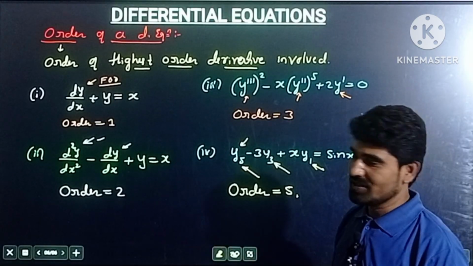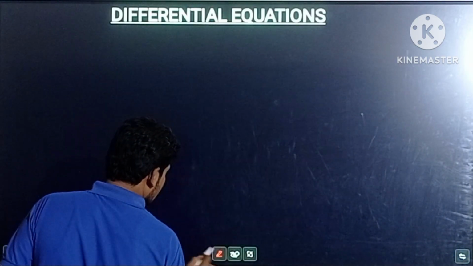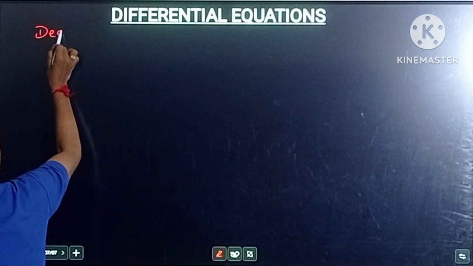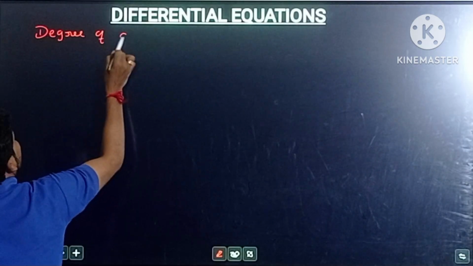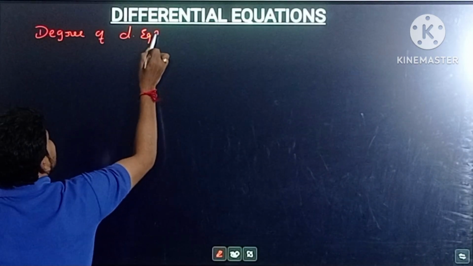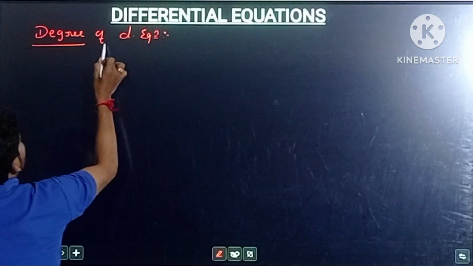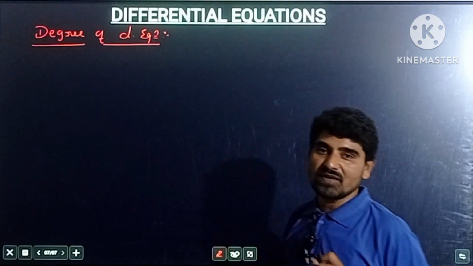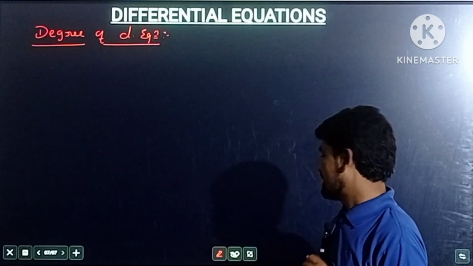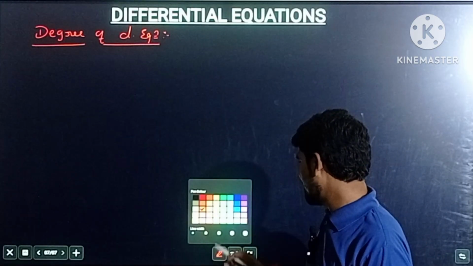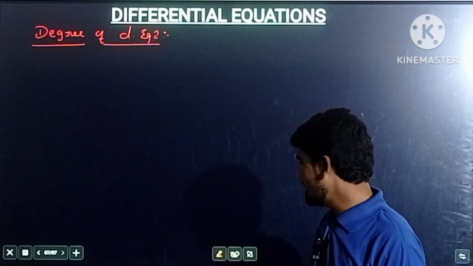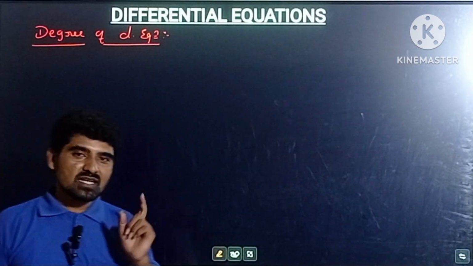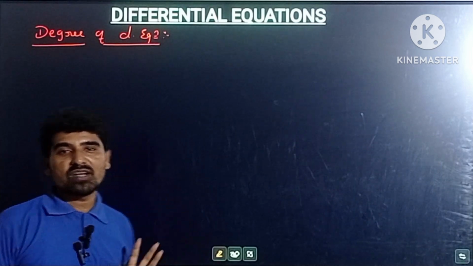Degree of a differential equation. The next concept is the degree of a differential equation. So what is meant by the degree of a differential equation and how do we determine the degree of a given differential equation? See here, to determine the degree of a differential equation, we have certain conditions. In that, the main condition is that the given differential equation should be polynomial in derivatives.